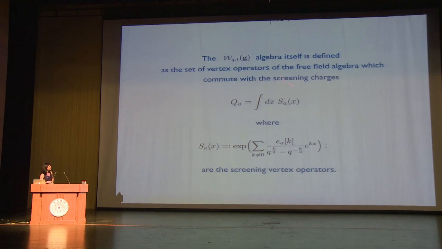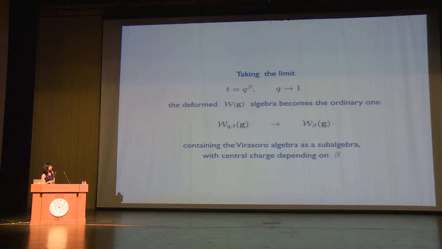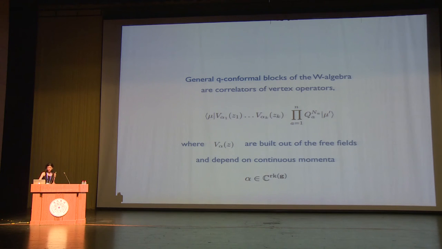The deformed W algebra itself is defined in this free field formalism as the set of vertex operators of the free field algebra that commute with the screening charges. The screening charges, Q, are integrals of screening current vertex operators. This is analogous to the free field formalism of the ordinary W algebra. In particular, taking the limit where q and t go to 1, with beta fixed, the deformed W algebra becomes the ordinary one with central charge depending on beta. And the ordinary W algebra, of course, contains the Virasoro algebra as a subalgebra.